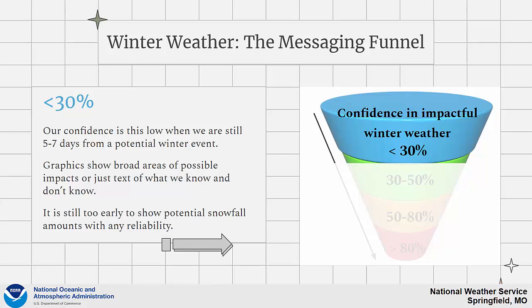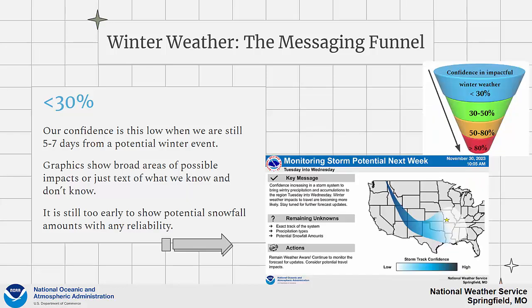Our confidence is this low when we are still 5 to 7 days out from a potential winter event. This graphic shows our broad areas of possible impacts or just text of what we know and don't know, but it's still too early to show potential snowfall amounts with any reliability. So the next few slides will be from the Springfield office and our graphics that we use and that you may typically see during a winter weather event.